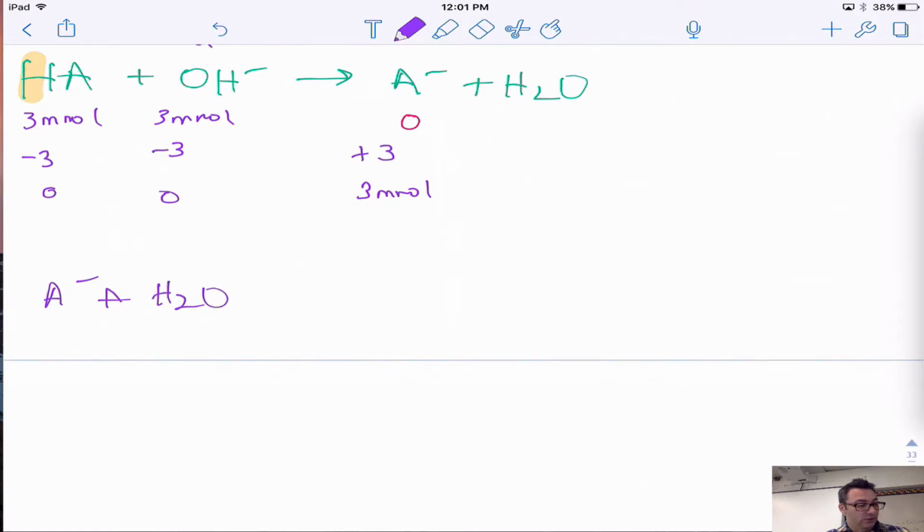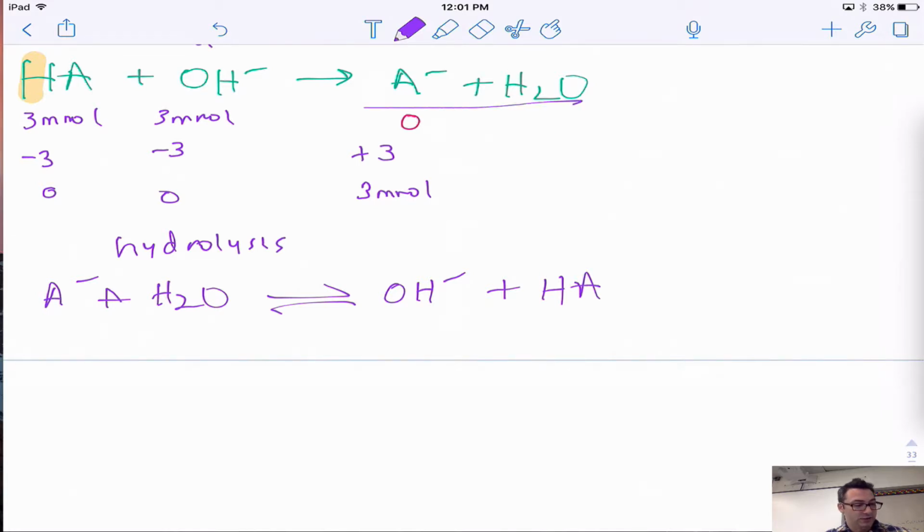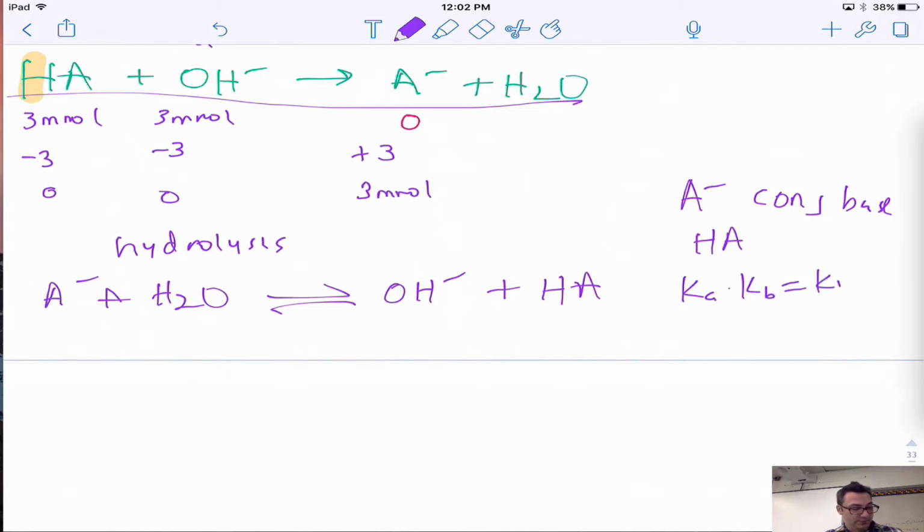It's going to react with the water. It's going to undergo something called a hydrolysis, where it breaks the water apart into OH minus, and we're going to form HA. It's essentially the reverse of this reaction up here, if you're confused about how to write that. Now the A minus is the conjugate base of HA. So remember, Ka times Kb equals Kw. Kw is 10 to the negative 14th. In this case, Ka is 10 to the negative 5th. Kb we don't know, but we're going to find it out. It's 10 to the negative 9th.